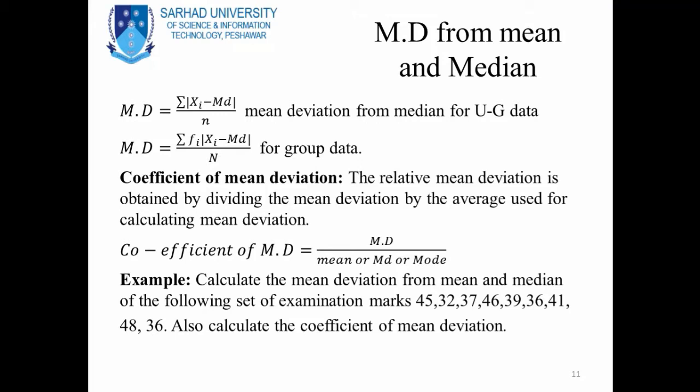For example, we have ungrouped data. Calculate the mean deviation according to mean and according to median for this data: 45, 32, 37, 46, 39, 36, 41, 48, and 36. And also we need to calculate coefficients of mean deviations. First of all, find mean deviations according to mean and according to median. Then we can easily calculate the coefficients of mean deviations according to mean or according to median or according to mode.